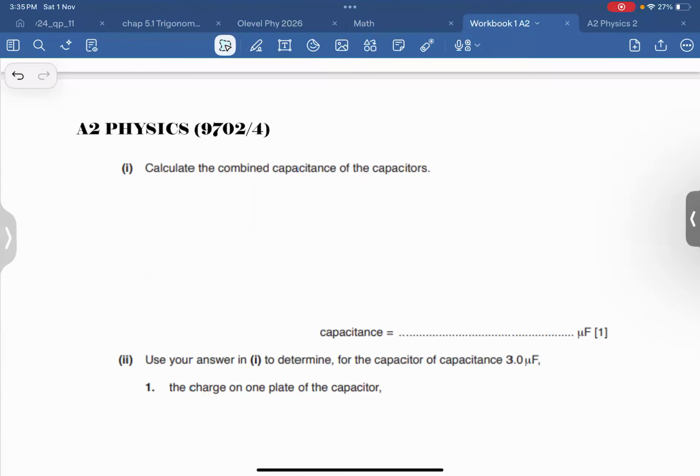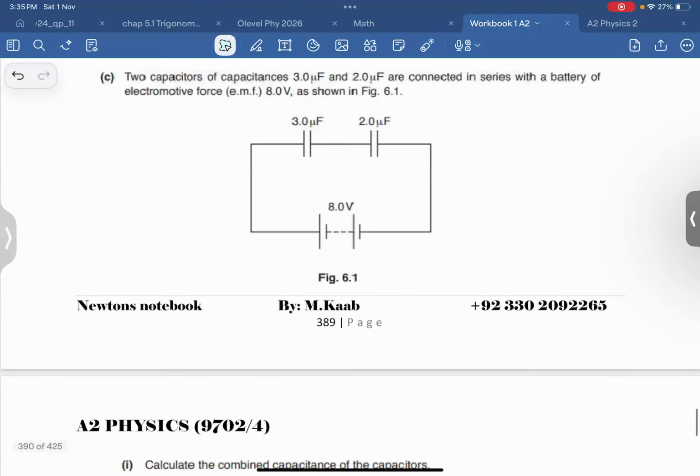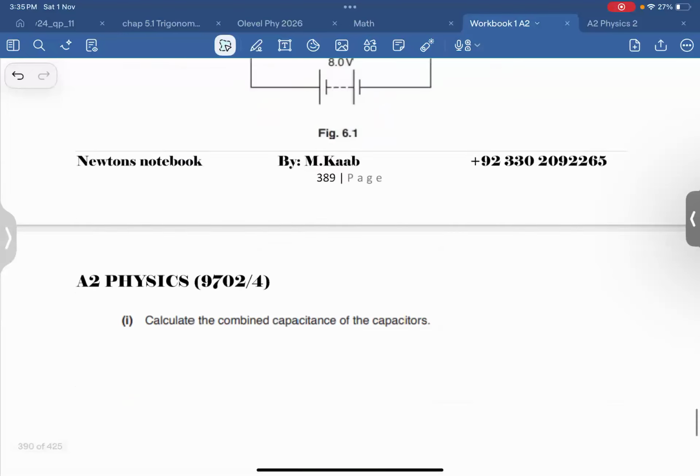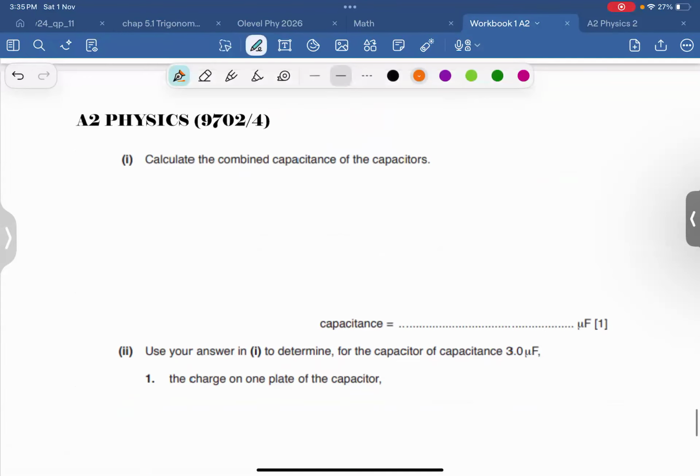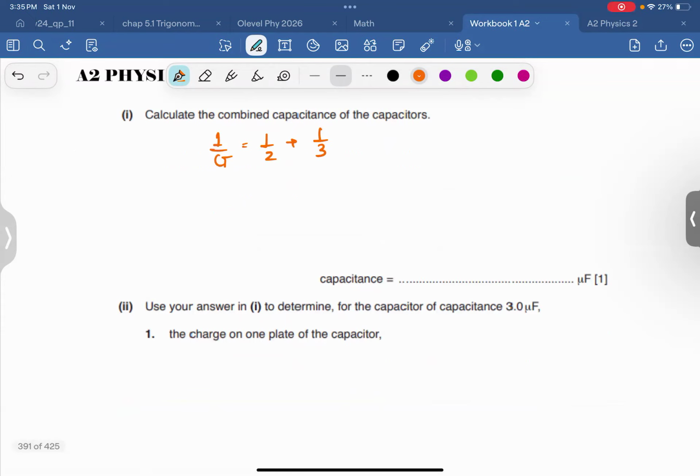So the combined capacitance is going to be 1 over 2 plus 1 over 3, right? Because in series you just add the reciprocals. 1 over 2 plus 1 over 3, okay? And then that is 5 over 6, which is 1 over C total, and that gives me 6 over 5, 1.2. Okay, please move on.